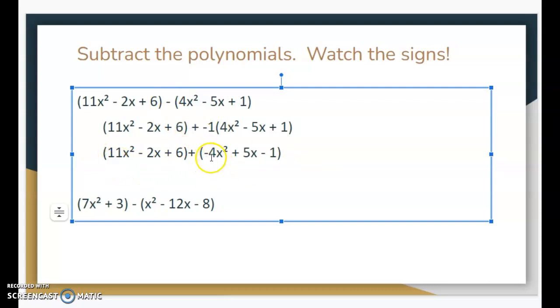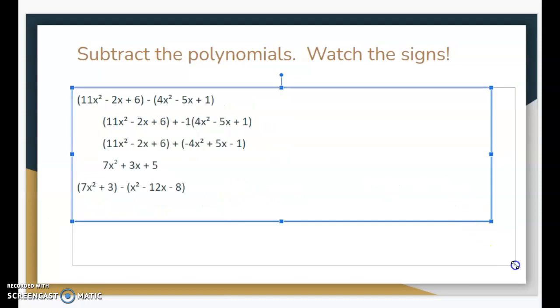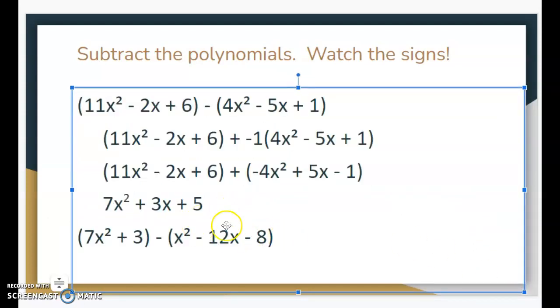So 11 plus a negative 4 would be a 7x squared. And then a negative 2x plus a 5x is a 3x. And then 6 plus a negative 1 is a plus 5. So 11 minus 4 is 7. Negative 2 minus a negative 5 is negative 2 plus 5, which is 3. And then a 6 minus 1 is a 5. Same idea for this second example.